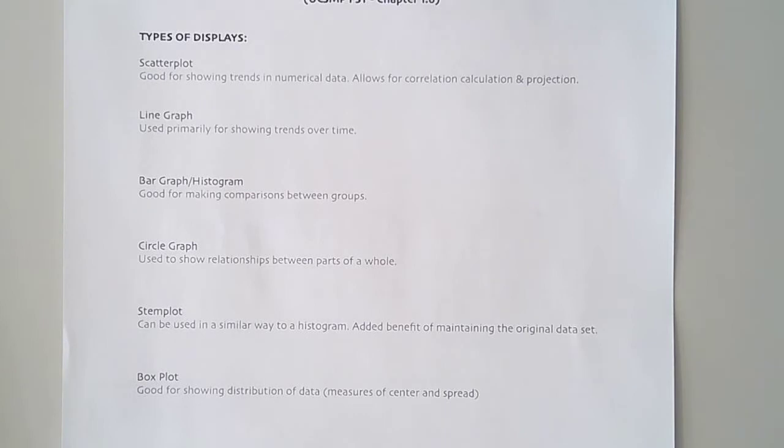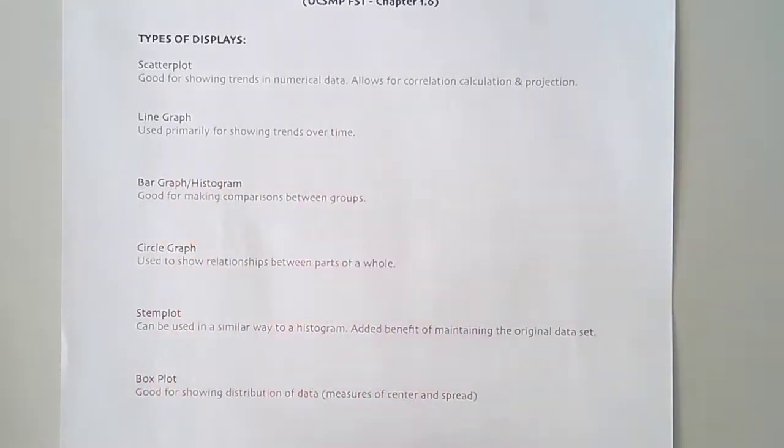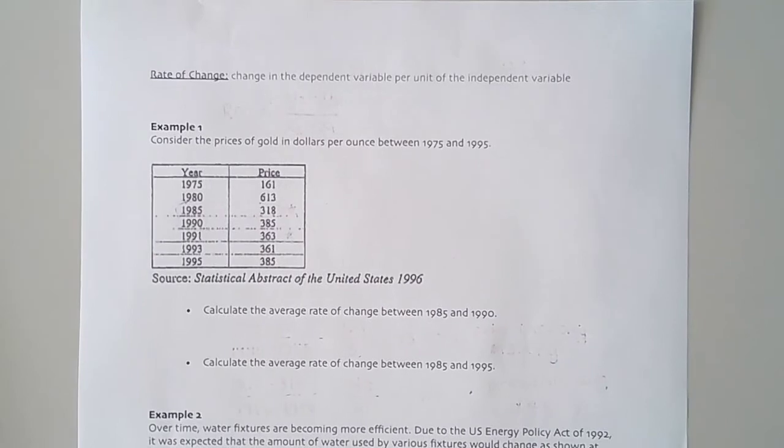So I don't know that we necessarily need to sit and talk through all of these different data displays and their strengths and weaknesses. It is written here, so if you would like to pause the video and write all of these down, you are welcome to, but I don't think you necessarily need to. There's really only one part of this lesson that I think is super critical. So I would like to look at this first example here where we talk about rate of change.